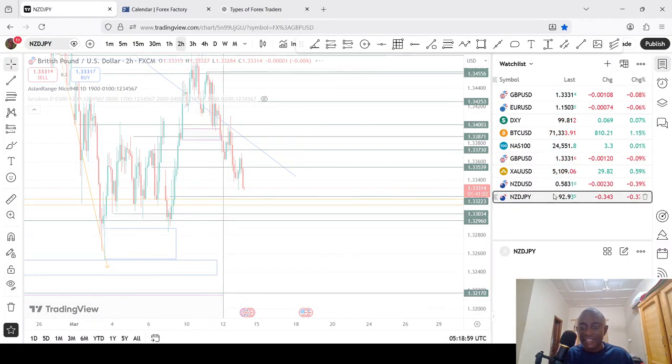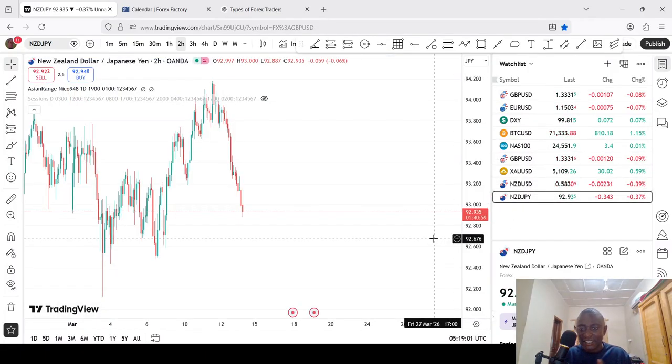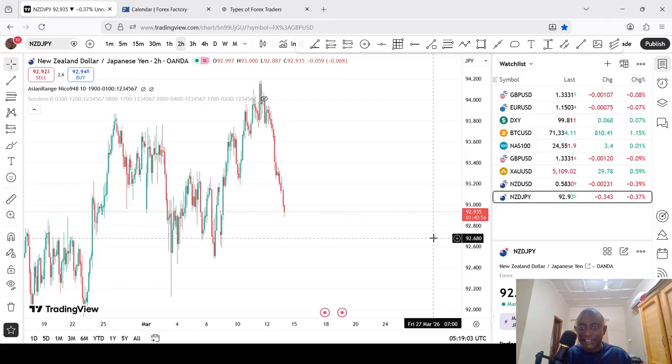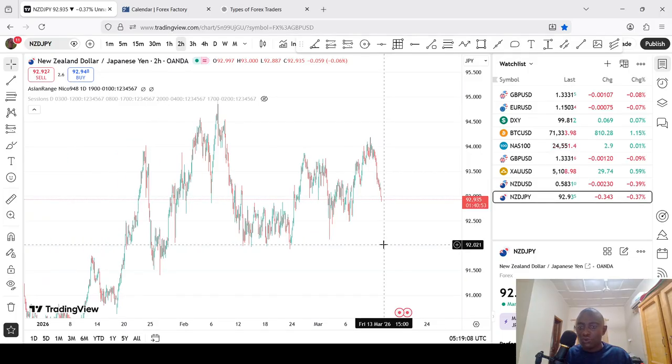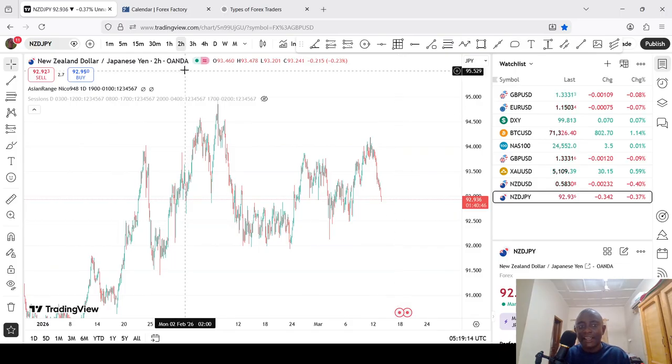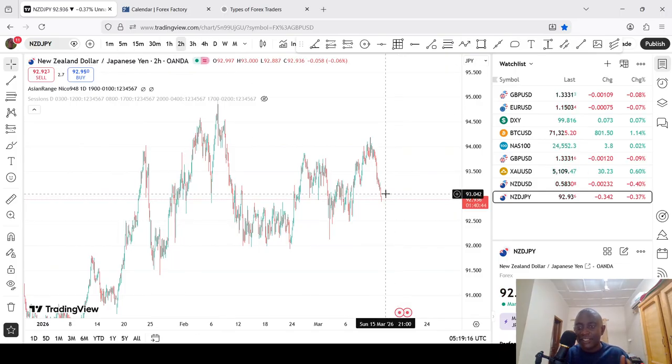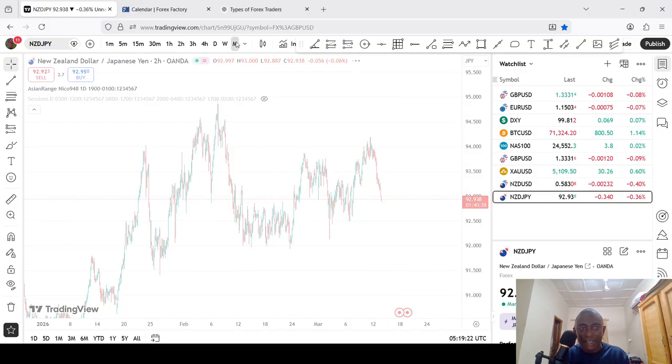Let me use New Zealand because this chart is very clean. So with this, for you to analyze the market, as I explained in the time frame session video, if you have not watched that, you can go to that part. So I can just click on this monthly time frame.